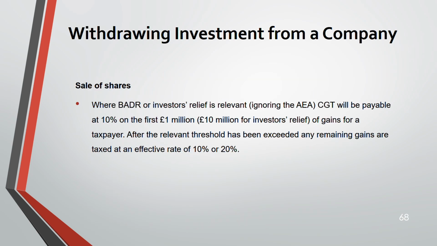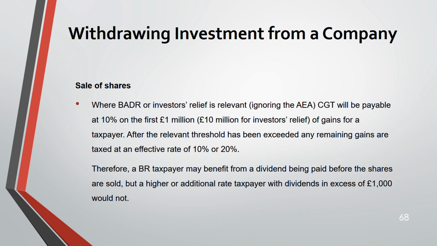Now, where business asset disposal relief or investors' relief, one of them, is relevant, ignoring the annual exempt amount, CGT will be payable at 10% on the first 1 million, and if it's investors' relief, then on the first 10 million. After the relevant threshold, it will be at 20%. If you're having any remaining gain at the basic rate, it will be taxed at 10%. After that, the gain will be taxed at 20%.